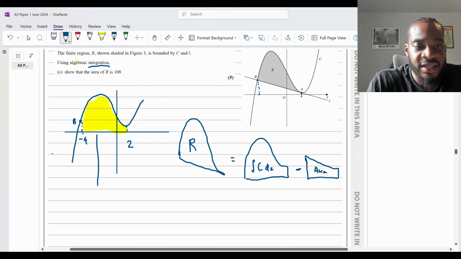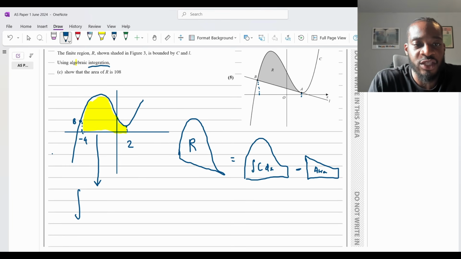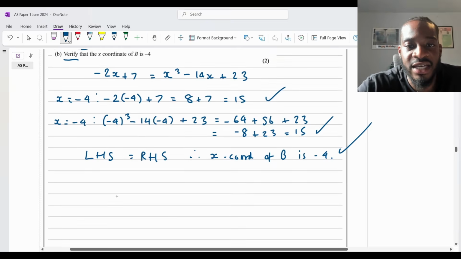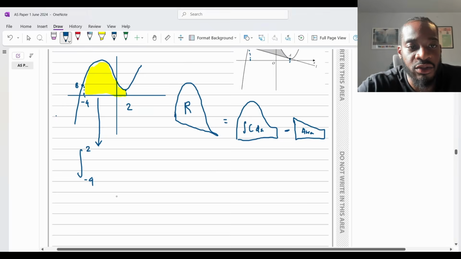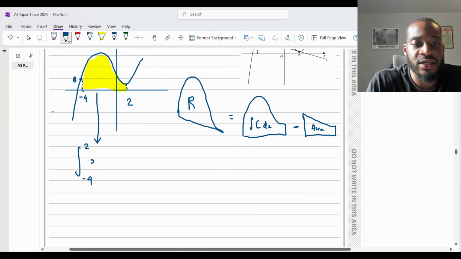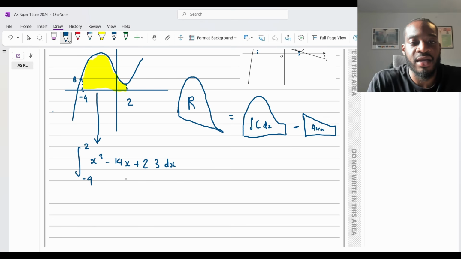So I'm going to put an integral sign here. We're going to integrate between -4 and 2. So -4 and 2. And then we need to integrate the curve. The curve was x cubed minus 14x plus 23. Perfect. Okay. So that is going to be x cubed minus 14x plus 23 dx, right?